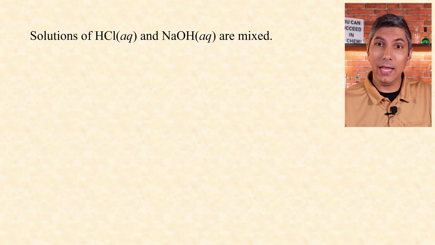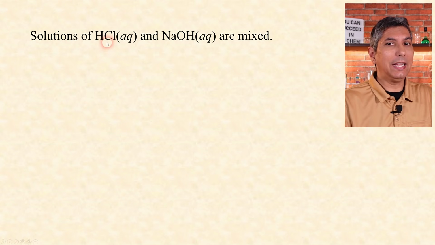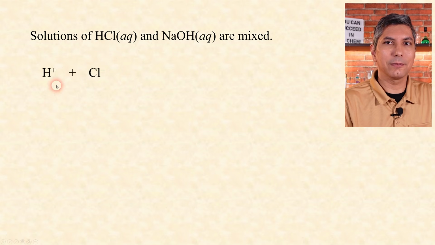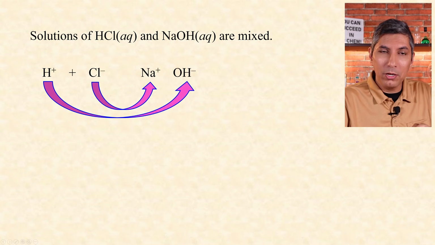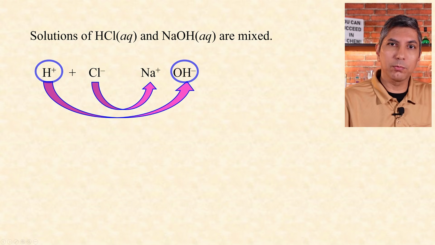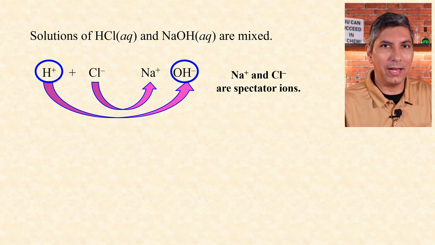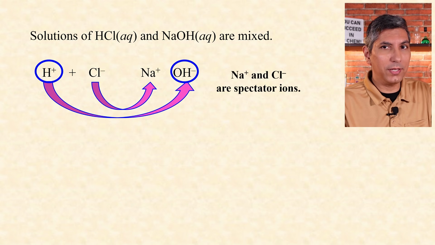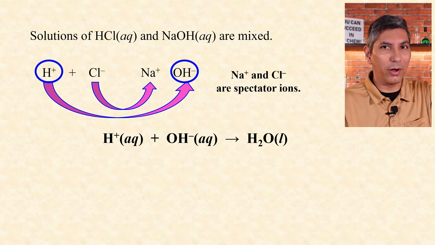Let's say we have a reaction where solutions of HCl and NaOH are mixed. Hydrochloric acid is a strong acid, so it dissociates completely into its ions. Sodium hydroxide also dissociates into its ions. As these compounds try to swap partners, we know that H plus and OH minus will produce water, leaving sodium and chloride as spectator ions. So the net ionic equation for this and any strong acid, strong base reaction will be H plus OH minus yields water.